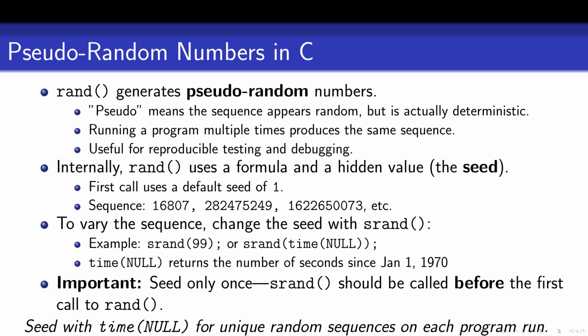A common technique is to use the current time with srand, time null, which changes the seed based on how many seconds have passed since January 1st, 1970. This gives you fresh results on every run. But be careful, srand should only be called once, and always before the first call to rand. If you call it multiple times or too late in the program, the sequence may repeat unexpectedly.